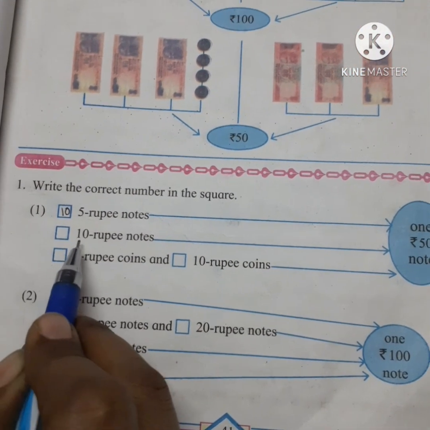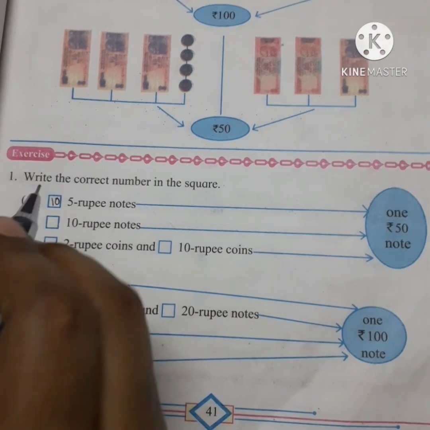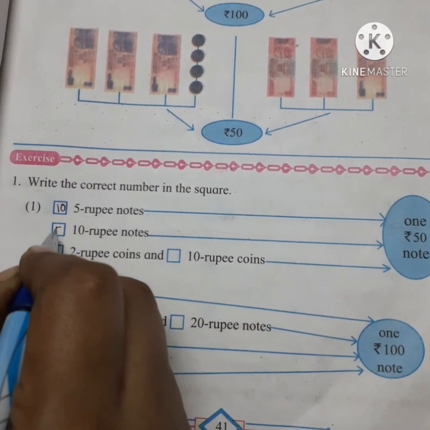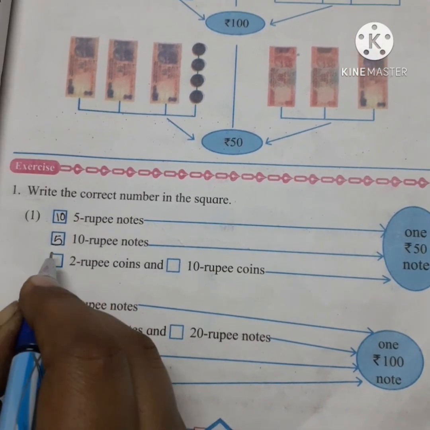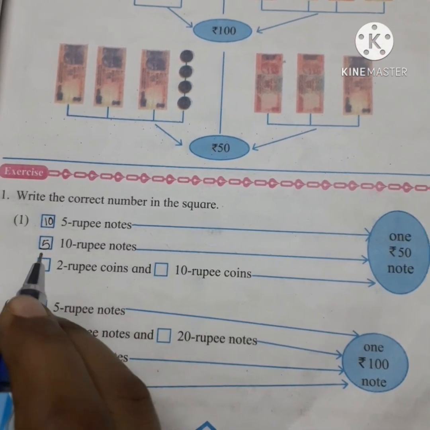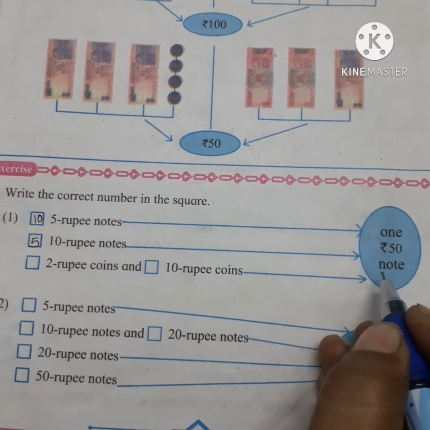So same way, 10 rupee 3 notes make 30. So I will take 10 rupee 5 notes, then only it will become 50. Means 10 rupee 5 notes, 10 5s are 50. So it will become 50.